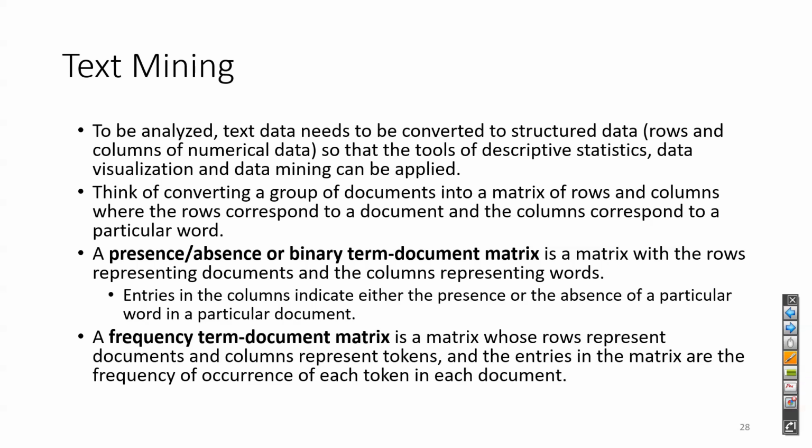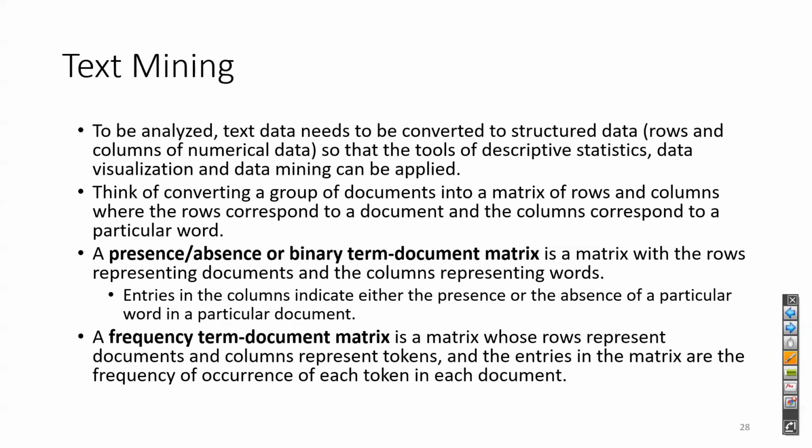Then there are two different ways for you to collect the data. For the first type of table, we simply use 0 or 1 to denote whether that particular word shows up in that document or not. If the word shows up in that document, we set a 1 to that particular variable. If the word does not show up, we put a 0. We call that a presence/absence, or binary, term document matrix.